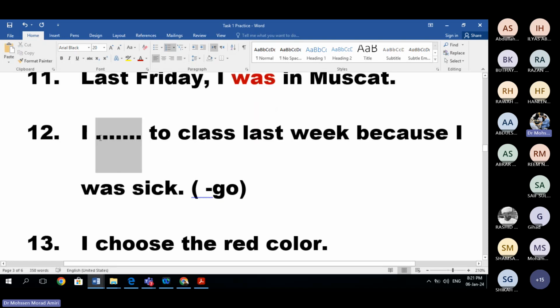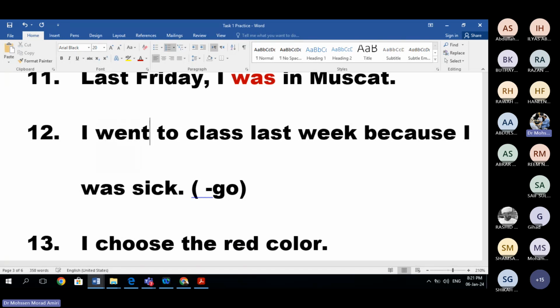This one also, I went, this is easy, went to class last week. Why? Try to use because in your sentences. Because I was sick. So, writing sentences with because. After because, don't put a colon, or a comma. Be careful about the punctuation. Before or after that, don't put anything. I went to class last week. Sorry.